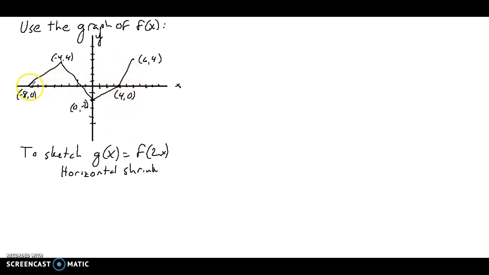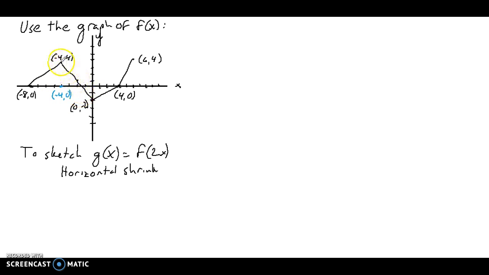We have the point -8, 0. That is an f of x pairing. So when x is -8, f of x is 0. Well, we want g of x to equal f of 2x. So -8 is 2 times what? Well, it's 2 times -4, which means we want g of -4 to be the same thing as f of -8, which means that's going to take this point -8, 0, and divide the x value by 2. So we're now going to have the point -4, 0.